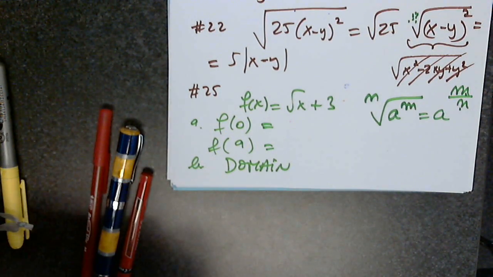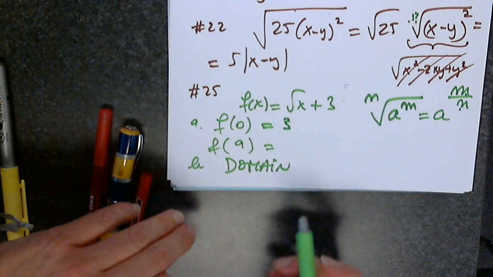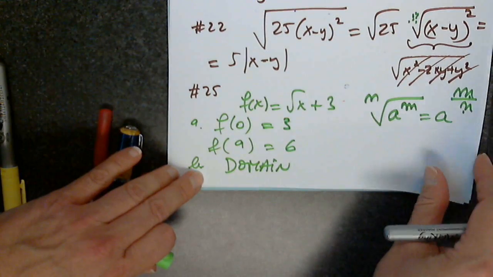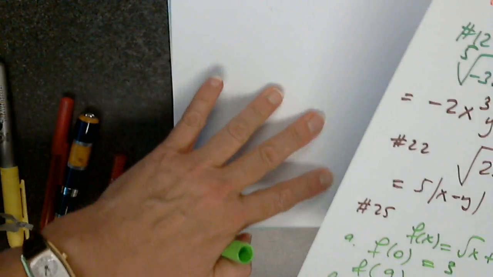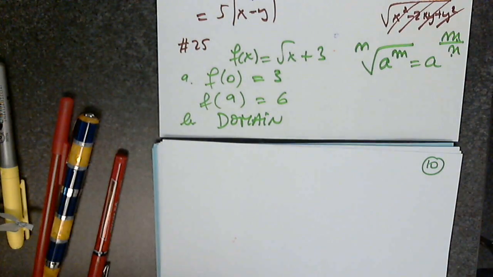F of 0, please. 3. F of 9, please. Good. Domain. I have to write something that I have to solve in order to state the domain.